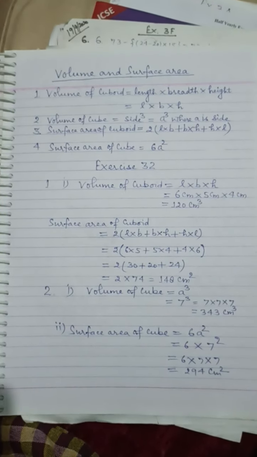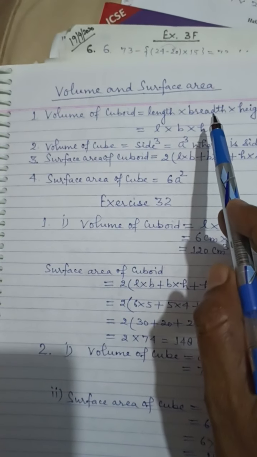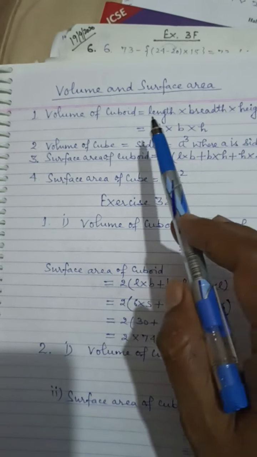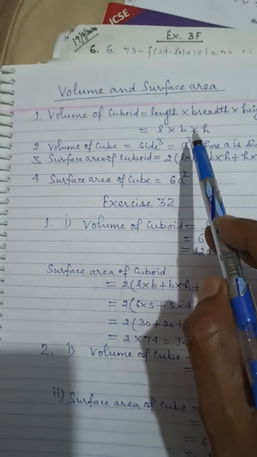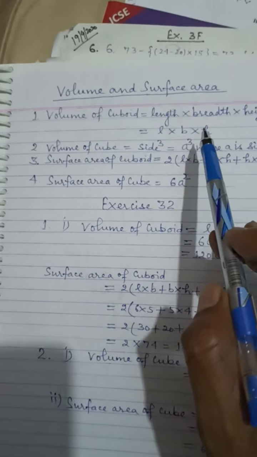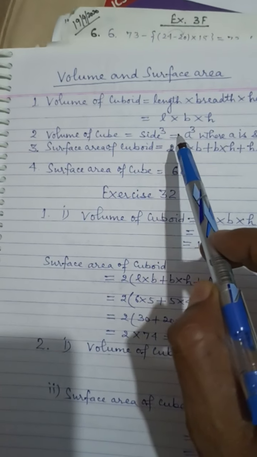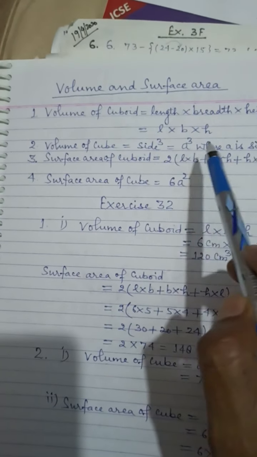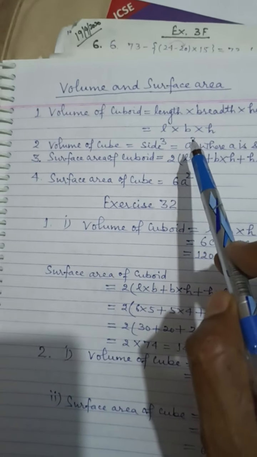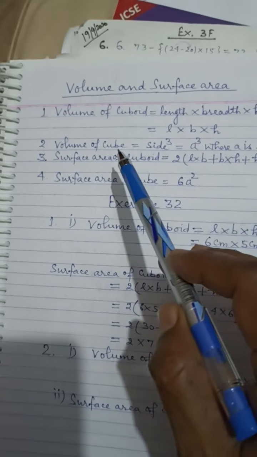So the formula: volume of cuboid is length into breadth into height, that is L into B into H. Simply remember LBH. Now the next formula is volume of cube. Volume of cube is side cube. If A is the side, then A cube. If the side is B, then B cube. Side cube is the basic formula for volume of cube.